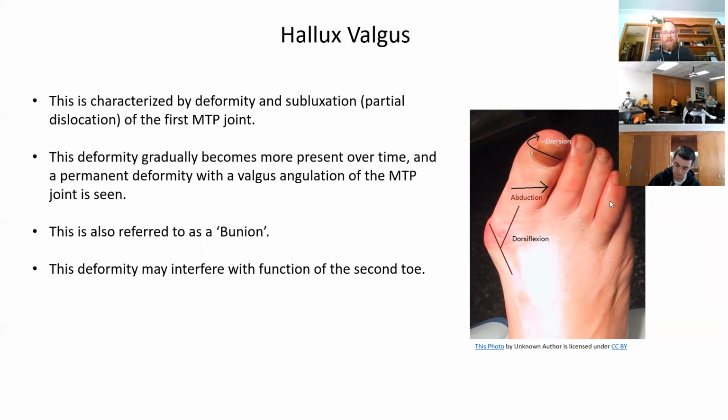And you can obviously see, guys, if you look at this picture, how the angulation of the MTP joint here can actually affect the function of the remaining toes. You see how the 2nd through 5th toes here are just kind of shifted laterally? How that can actually create a deformity in the other toes, right?